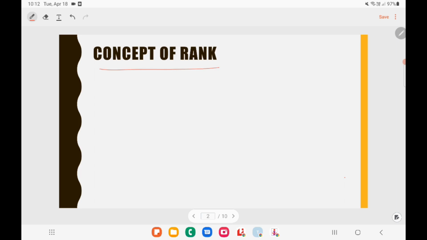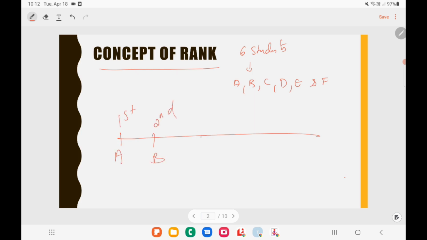Let's say I'm giving you an example. Let's say we have 6 students in a classroom. They are A, B, C, D, E and F. They wrote an exam and the results came, and let's say A got the first rank, B got the second rank, C got the third rank, D got the fourth rank, E got the fifth rank and F got the sixth rank. So these are the ranks of all the 6 students in the classroom.